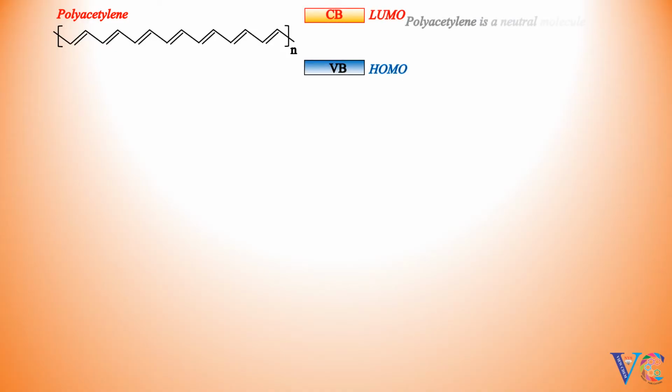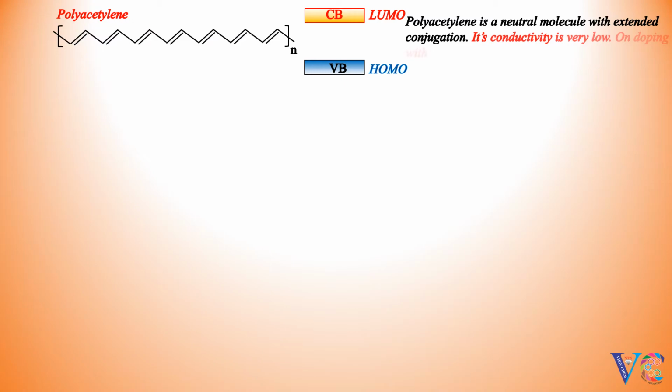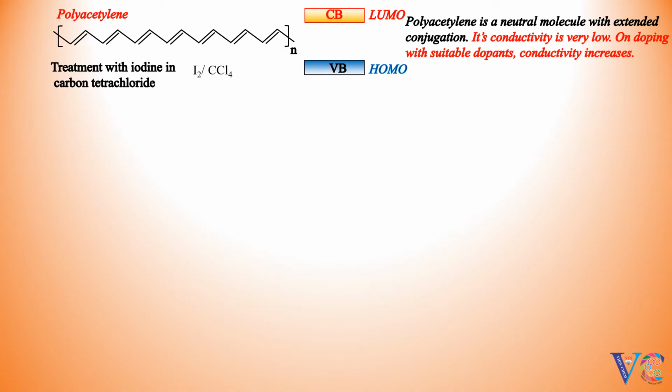Polyacetylene is a neutral molecule with extended conjugation. Its conductivity is very low. On doping with suitable dopants, conductivity increases. Polyacetylene, on treatment with iodine in carbon tetrachloride, forms a radical cation, that is, a polaron.